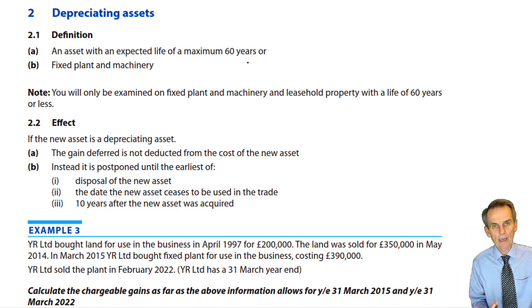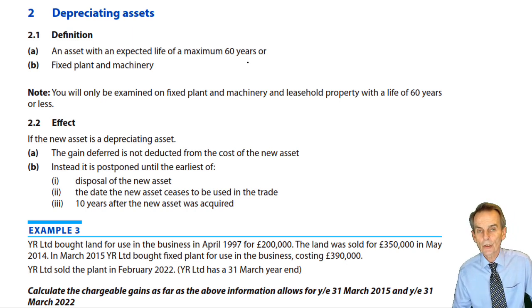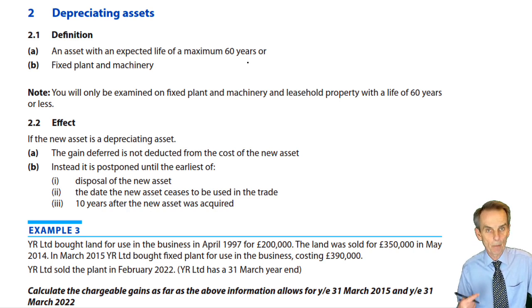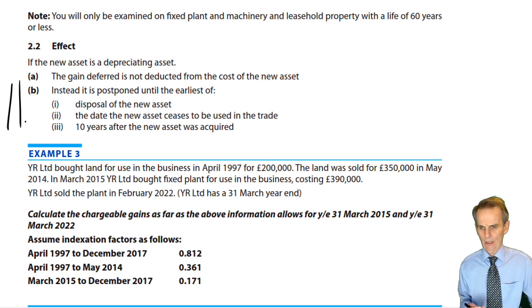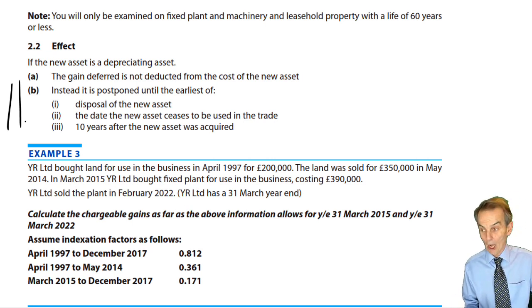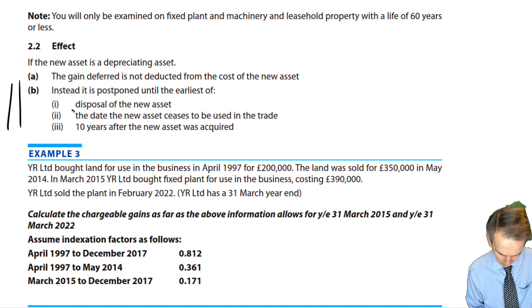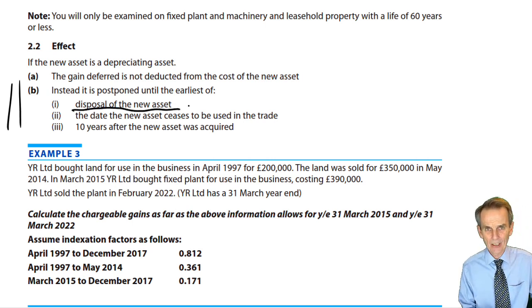And we have to then explain that the deferral does not roll over the gain against the base cost of the newly acquired depreciating asset. Instead, the gain is deferred, awaiting the earlier of three events. Those three events here are, as you see written there in note 2.2, postponed until. What do you think would crystallise the deferred gain? Well, hopefully, obviously, the disposal of that new asset, that depreciating asset. We sell the depreciating asset.